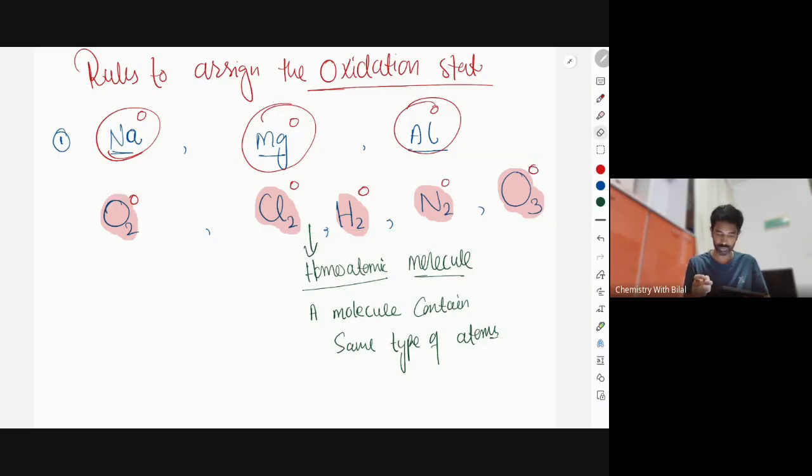Does everyone understand rule 1? Should I write it? So atoms and homoatomic molecules have a 0 oxidation number.